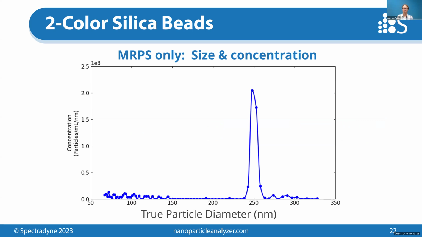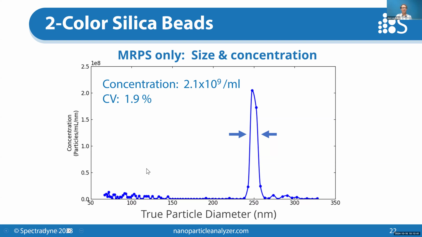So obviously there's a clear peak right at 250 nanometers. And these particles are very uniformly sized. So the CV that we measure in this distribution is less than 2% actually. And you can see we're measuring the concentration accurately, okay? But this doesn't tell us about the fluorescence, so let's look at that.